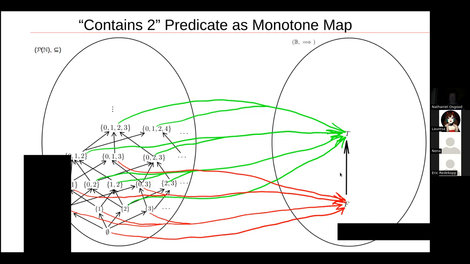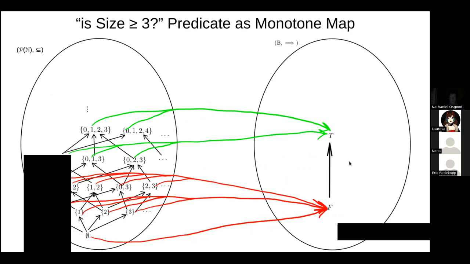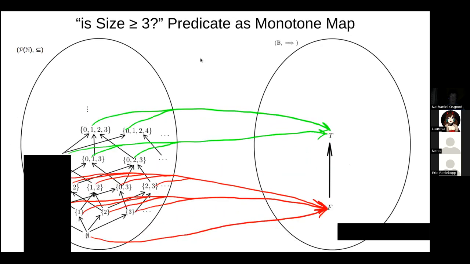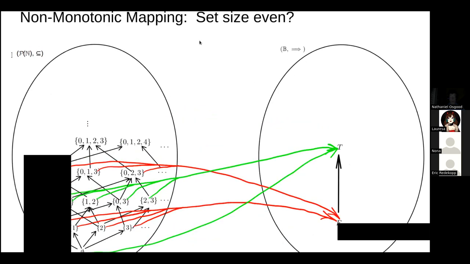You don't really think of Booleans normally as having structure, but you can and should commonly. And you get this monotone map between them. Is size greater than or equal to 3? Is a monotone map. Is set size even? So this is a non-monotonic map. This is a monotone map. This is not a monotone map, because as you go up, you can get some things lower which are even, and then some things higher up which are not even.